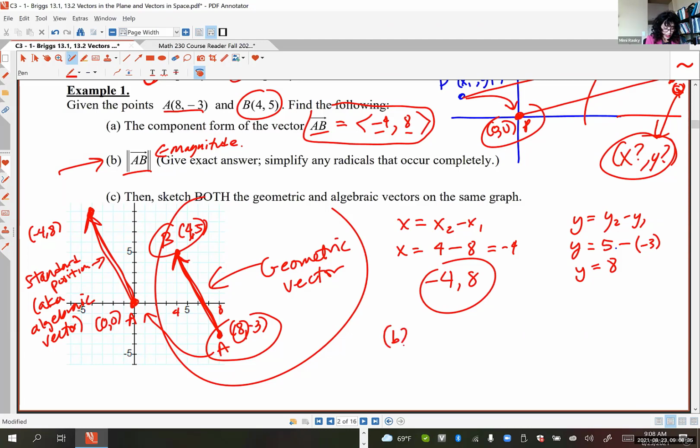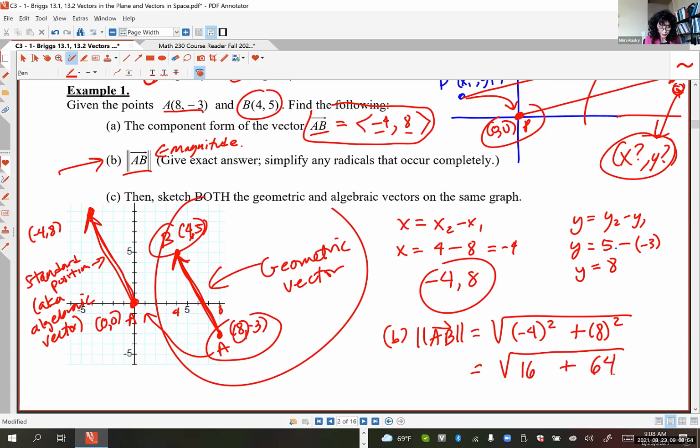So for letter B, we want the magnitude of AB, and that is going to be the square root of the sum of the squares of the components. And anytime you square a negative, I hope you remember it's positive. So you don't even have to put -4 squared. You could have just put 4 squared, right?